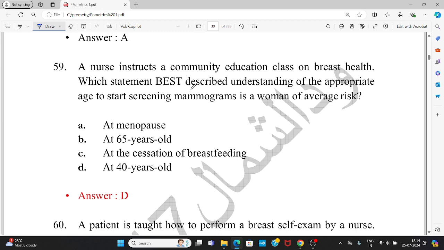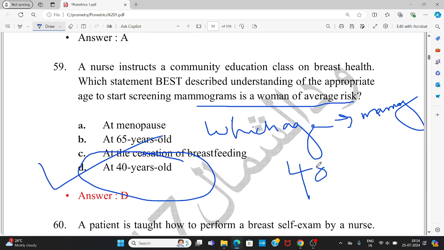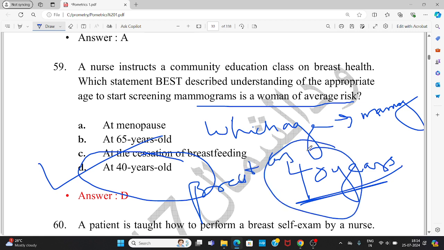A nurse instructs a community education class on breast health. Which statement best describes understanding of the appropriate age to start screening mammogram in a woman of average risk? So if a woman is at average risk, at which age should you start doing mammogram yearly? So the answer is at 40 years old. At 40 years old, women should start doing mammogram yearly for screening against breast CA. So the answer is 40 years old.